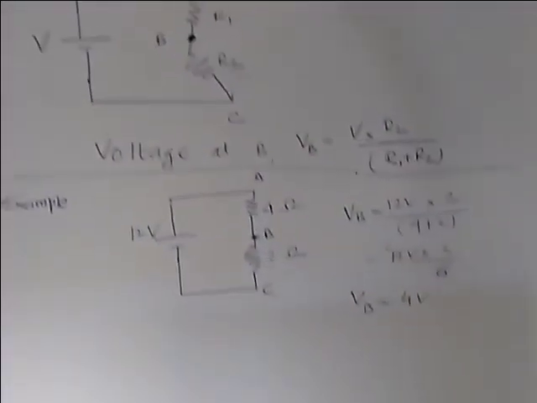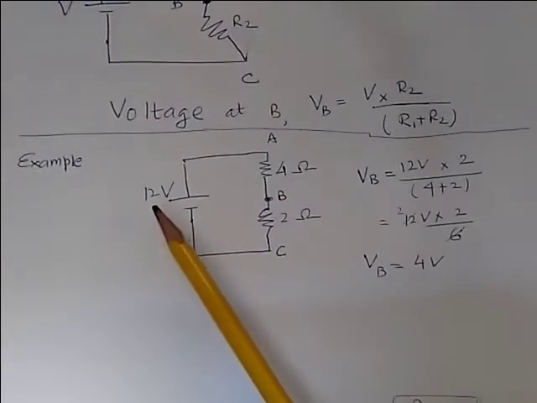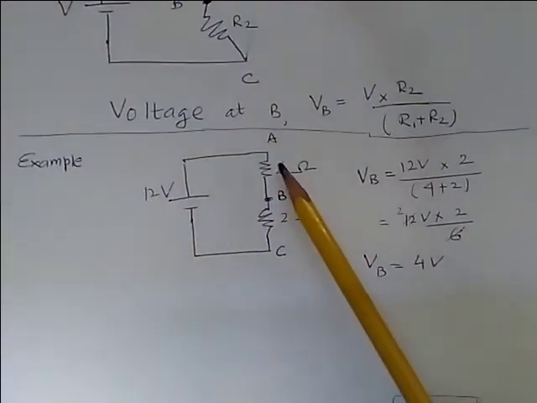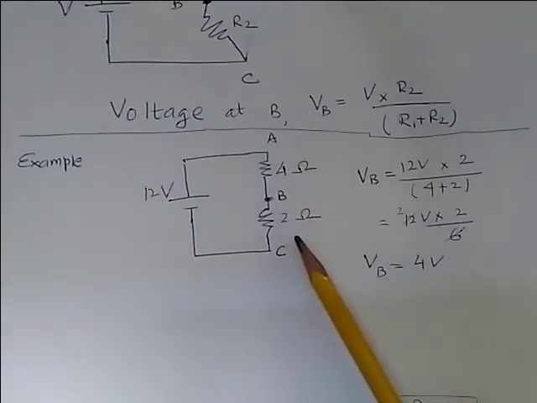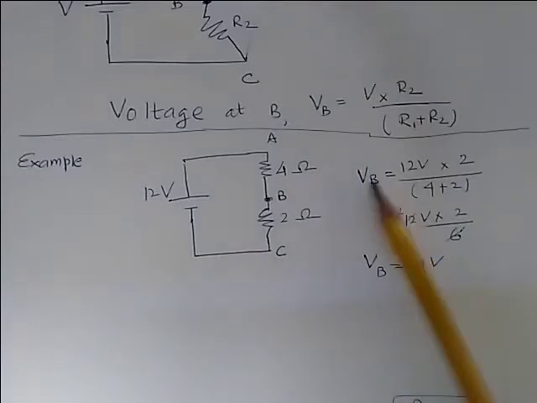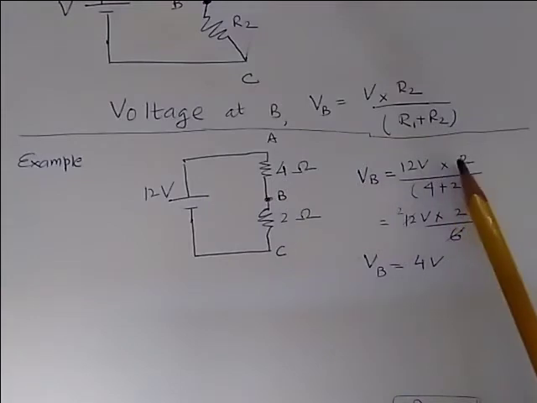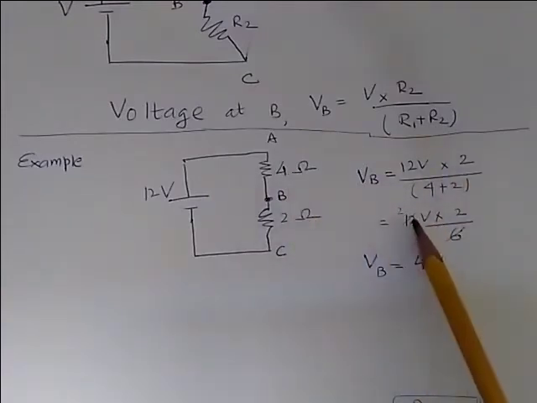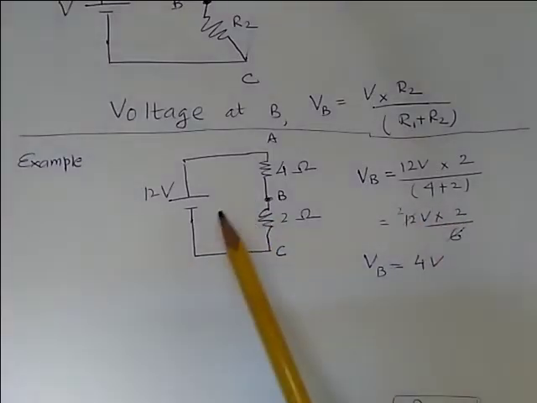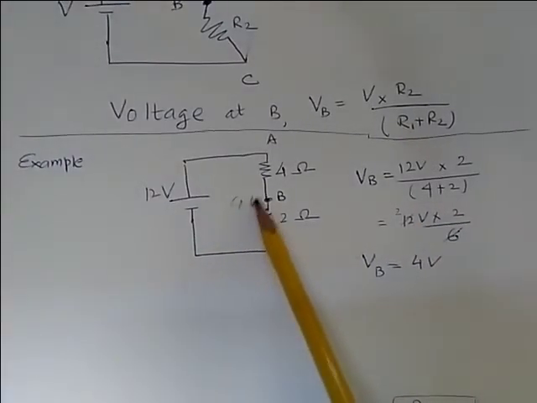As an example, if we have a 12 volt source here, we have two resistors 4 ohm and 2 ohm, then the voltage at B is given by 12 volt multiplied by this 2 ohm resistor divided by 4 plus 2, or 4 plus 2 is 6. It comes 2 into 2 is 4 volt. The voltage at B is 4 volt.